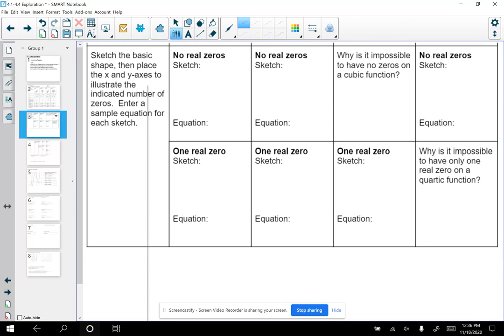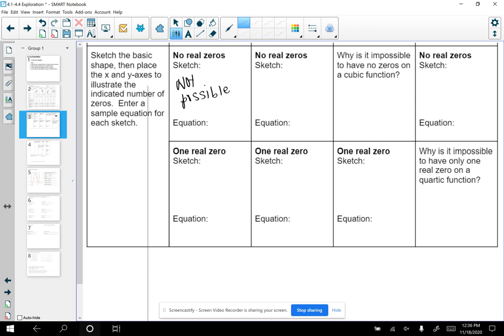Okay, so first this would be our linear, quadratic, cubic, quartic. You guys see that on yours? I just couldn't fit it all in one page. So is it possible for a linear function to have no real zeros? In other words, for a linear function to never cross the x-axis? That is not possible. A linear function is always going to cross the x-axis.